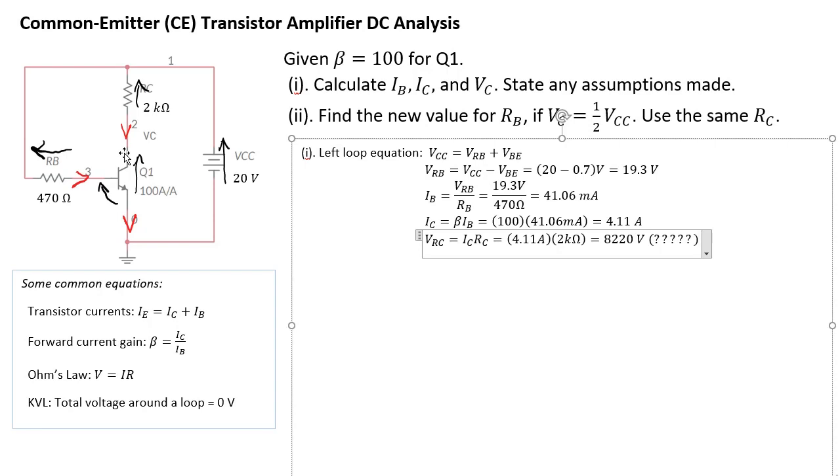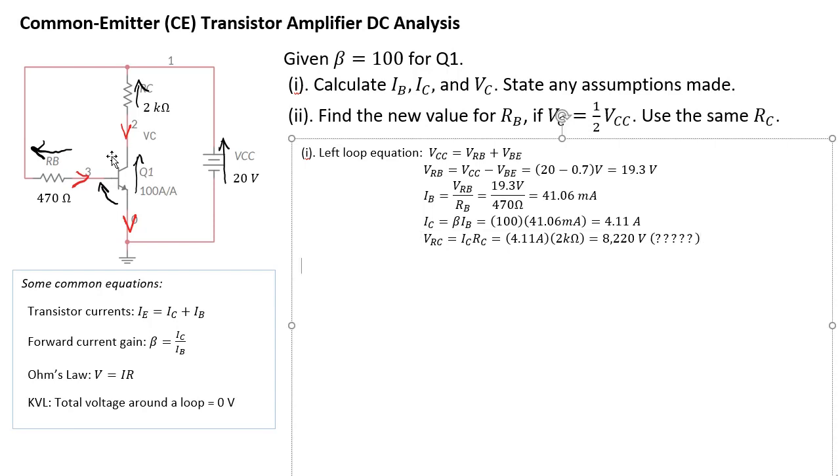Obviously, you cannot have 8,000 volts because your power source is only 20 volts. Where is it going to get thousands and thousands of volts? What that simply means is that the VC node is pushed to well below what the base voltage is going to be, which will make the CB junction forward biased. So in other words, let's just put it here.